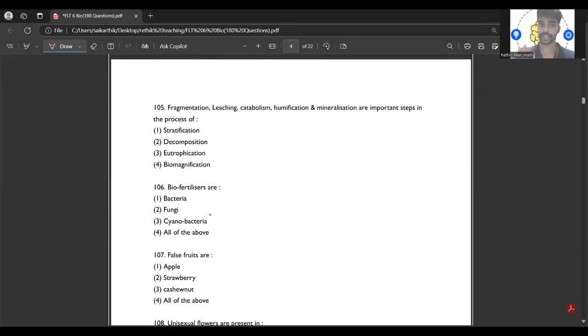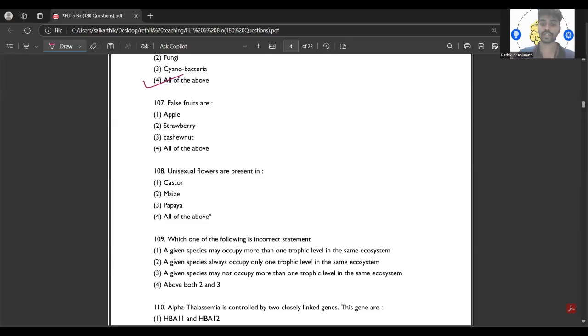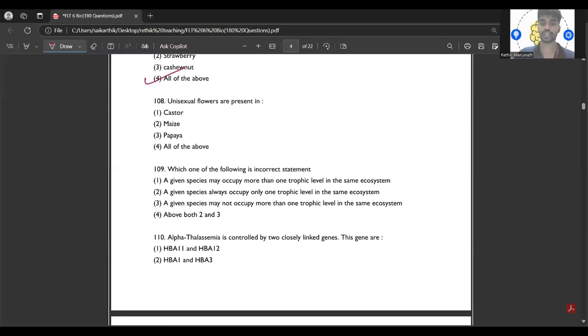Coming to the 105 question, that is the fragmentation, leaching, catabolism, emulsification, mineralization are important steps in the process of what? It is important step process in the decomposition. 106 biofertilizers, they are bacteria, they are fungi, and cyanobacteria. So all the above. 107 false fruits are what? So false fruits are apple, strawberry, cashew nut. So all the above is true. So 108 question is unisexual flowers are present in. So unisexual flowers are actually present in castor, then they're also present in maize, then they're also present in papaya. So all of the above is correct.